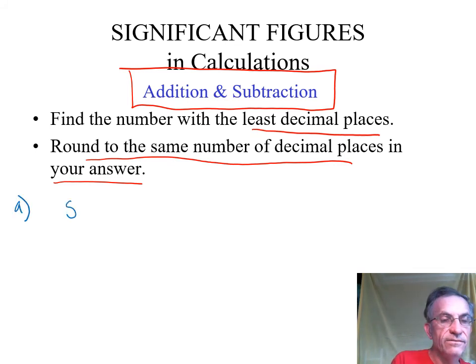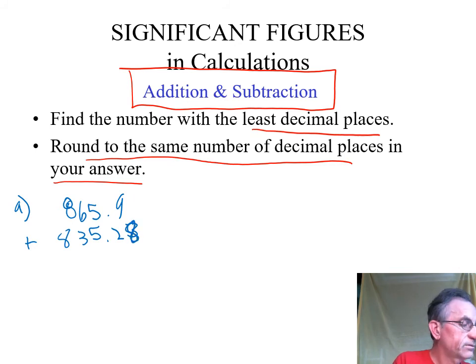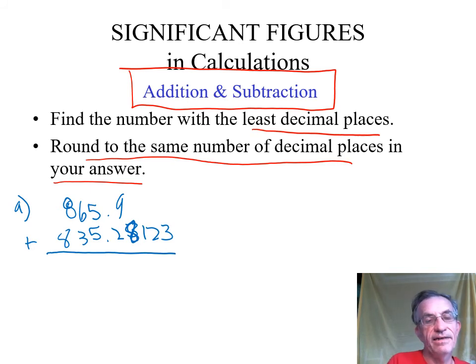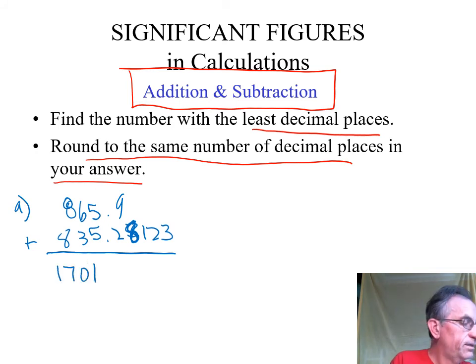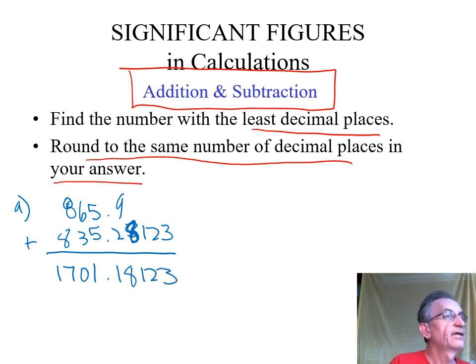I'm adding these two. 856.9, I'm going to add it to 835.28123. That's an 8 there. All right, you put it in your calculator. Your calculator spits out this: 1701.18123.